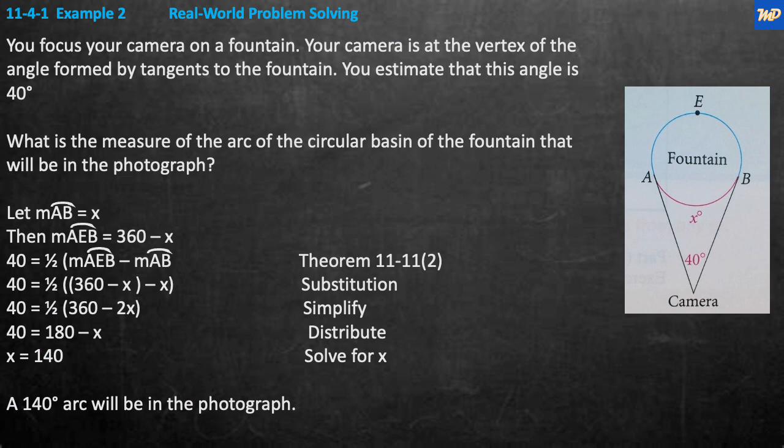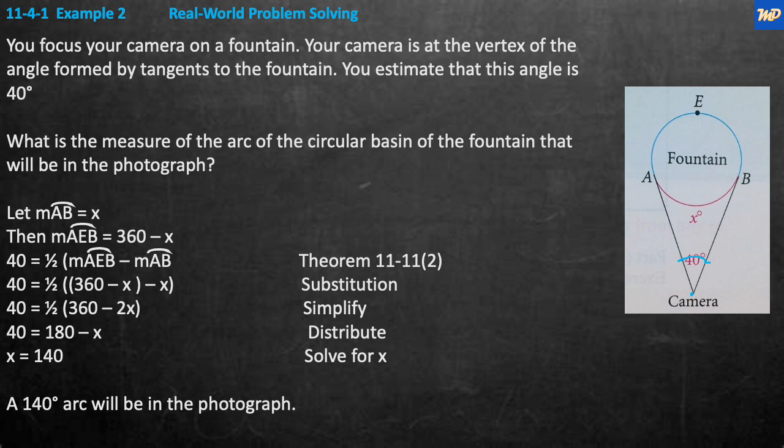It says, you focus your camera on a fountain. Your camera is at the vertex of the angle formed by tangents to the fountain. You estimate that the angle is 40 degrees. So here we see it right down here. You're standing over here somewhere with your camera, and you're thinking that the angle between these two tangent lines from the camera to A and the camera to B, those tangent lines, is about 40 degrees.